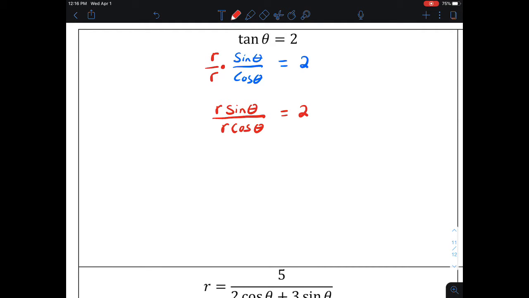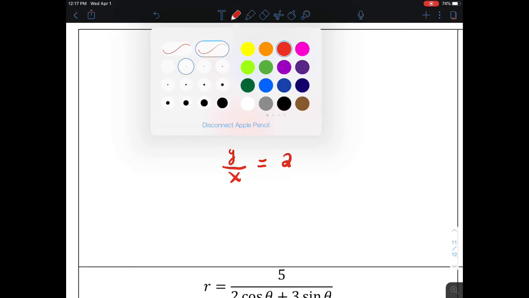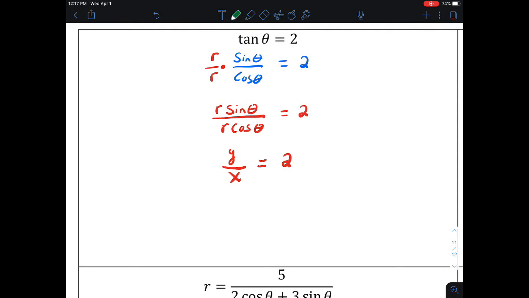Now we can exchange our conversion formulas here, and that's going to give me y divided by x is equal to 2. Because we have our r sine is y, r times cosine is x, and the last thing we could do is probably multiply the x to the other side, and we have the linear expression y is equal to 2 times x.